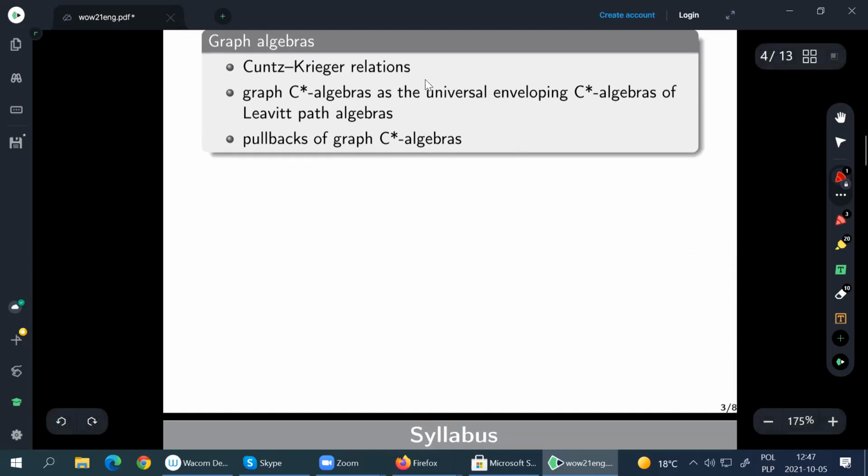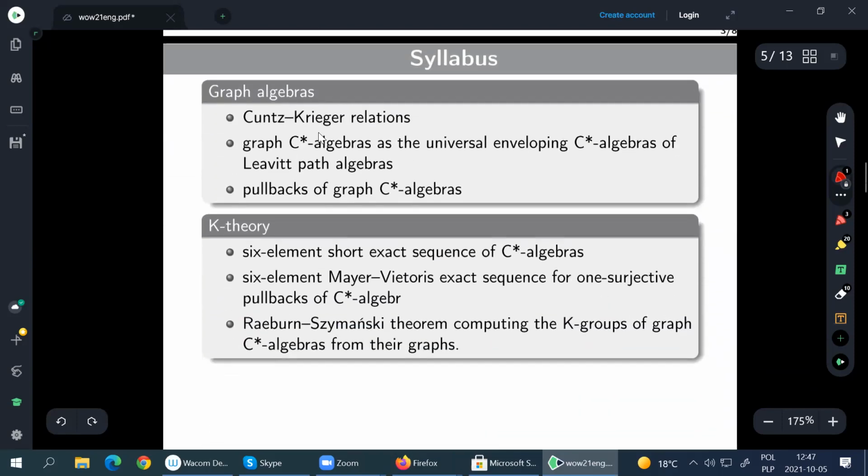So this is the result of this enormous amount of new mathematics that happened starting 2004, where people realized that there is a fundamental link between path algebras and graph C*-algebras. And then this area of Leavitt path algebras was developed, including K-theory issues and so on and so forth. So this is a very hot, although somewhat niche subject. And then, as I promised to you, we'll study pullbacks of graph C*-algebras. Okay, so this is from the point of view of graph algebras, and from the point of view of K-theory.